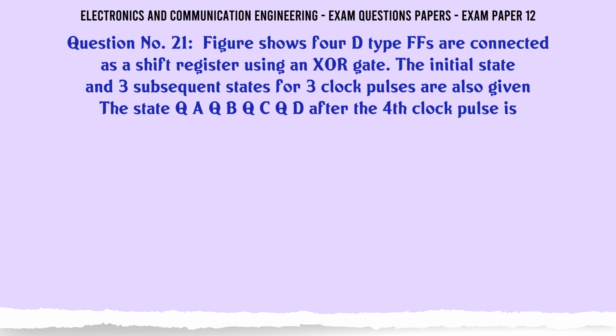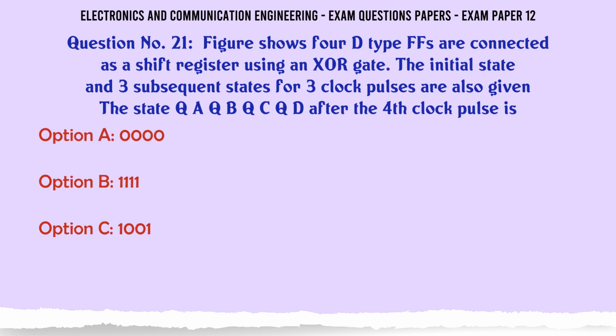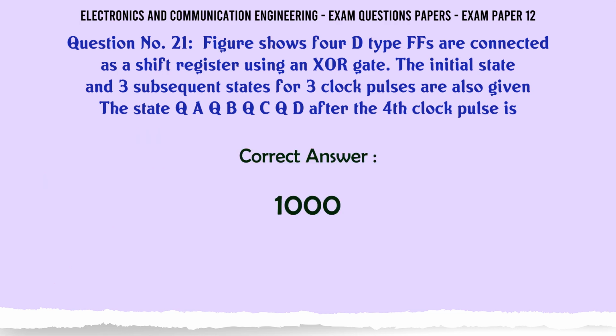Figure shows 4 D-type flip-flops connected as a shift register using an XOR gate. The initial state and 3 subsequent states for 3 clock pulses are also given. The state QA QB QC QD after the 4th clock pulse is A) 0000, B) 1111, C) 1001, D) 1000. The correct answer is 1000.